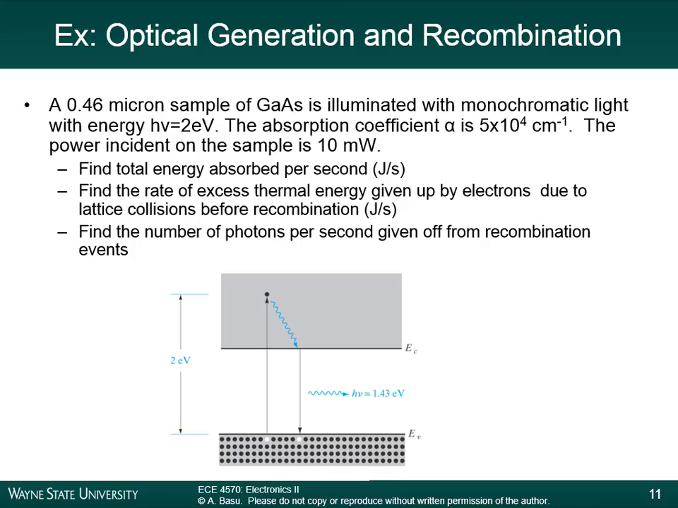All right, well, specifically what it's saying, the rate of excess thermal energy given up by electrons. So these scattering events are causing the electrons to give up excess thermal energy. So it's generating heat in the material. This is also in joules per second.